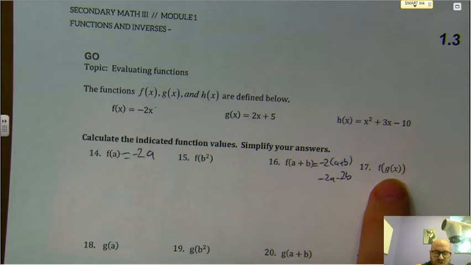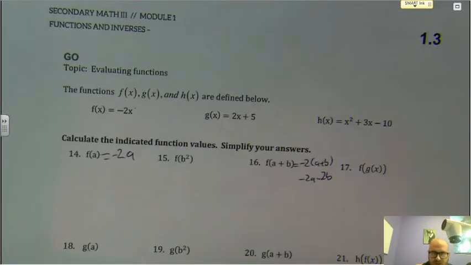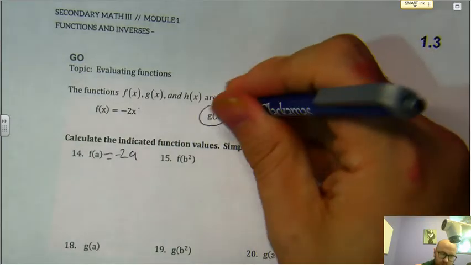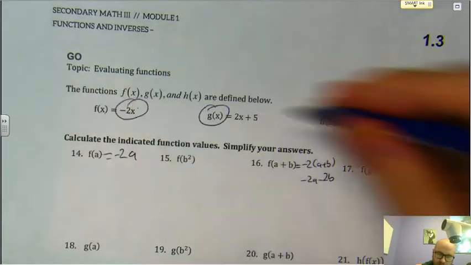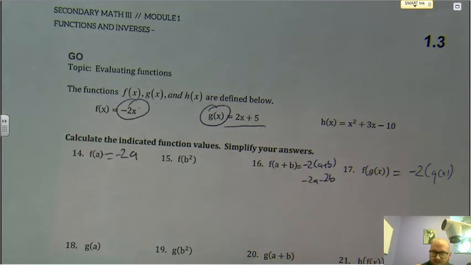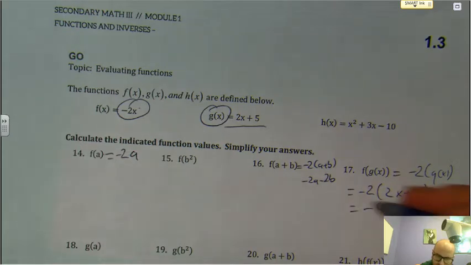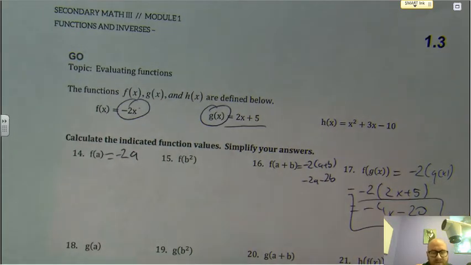And then f of g of x. Here we're being asked to put one of the equations into the other. Here we're being asked to put our g equation into our f of x equation. So that's going to be -2 times g of x. But we know what g of x is. g of x is 2x plus 5. So this is going to be -2 times 2x plus 5. Simplify, -4x minus 20. And that'll be our answer. So just be mindful of all of those.